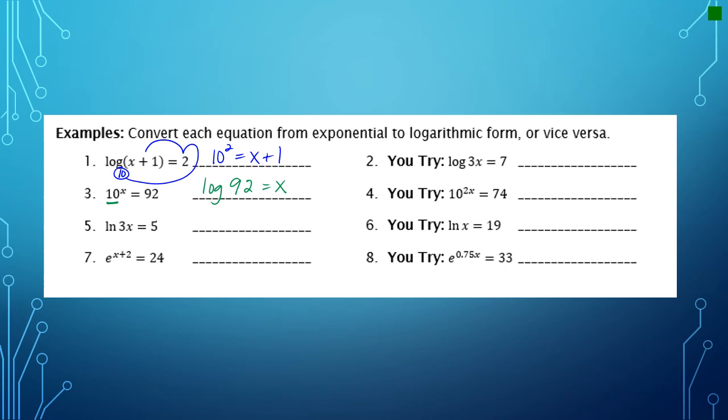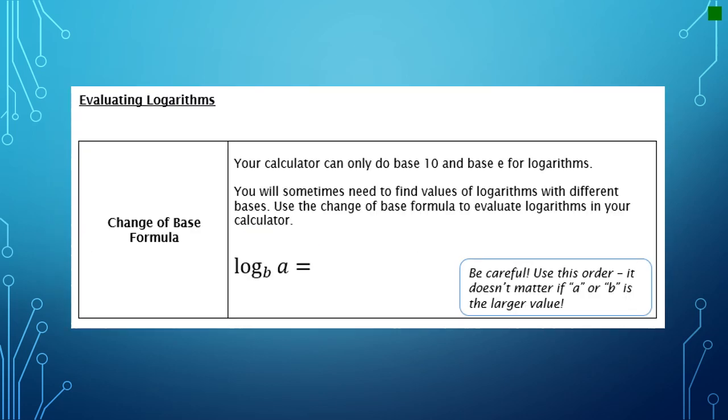All right, for number 5, this one is natural log. So what that means is that the base here is really e. So this is e to the 5th power. Remember, e to the 5th power equals 3x. And now for number 7, I'm going to go backwards. So I'm going to put this in logarithmic form. So since I have base e, I'm going to do the natural log of 24 equals the exponent, which is x plus 2.